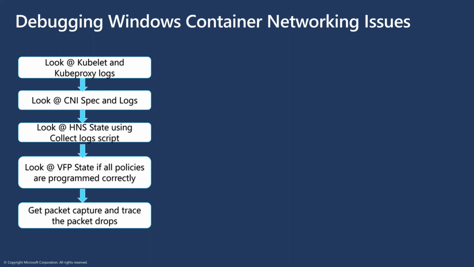Once the CNI is programmed correctly, look at the HNS state. I'll walk through the collect log script and how to collect that in an active environment. Look at the network, the endpoint, and the VFP. Make sure all the expected policies are programmed in those. Once the HNS state looks good, look at the VFP state and make sure that, similar to IP table rules, the VFP rules are also programmed correctly. If all of the control plane state looks good, then collect the packet capture and look into it to see why the packet was dropped.